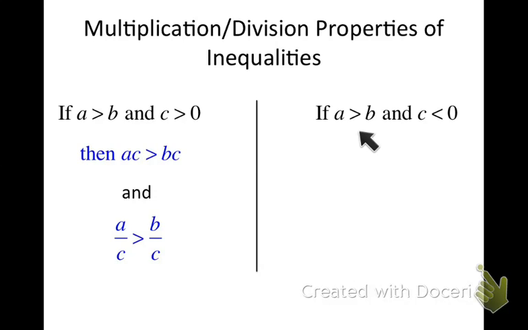Let's take that same inequality, A is greater than B, but this time let's say there's a real number C that is negative. It's less than 0. Well, if I was to multiply both of those numbers A and B by that negative number C, the inequality symbol is going to reverse. A times C would not be greater than B times C. Instead, it would actually be less than B times C.